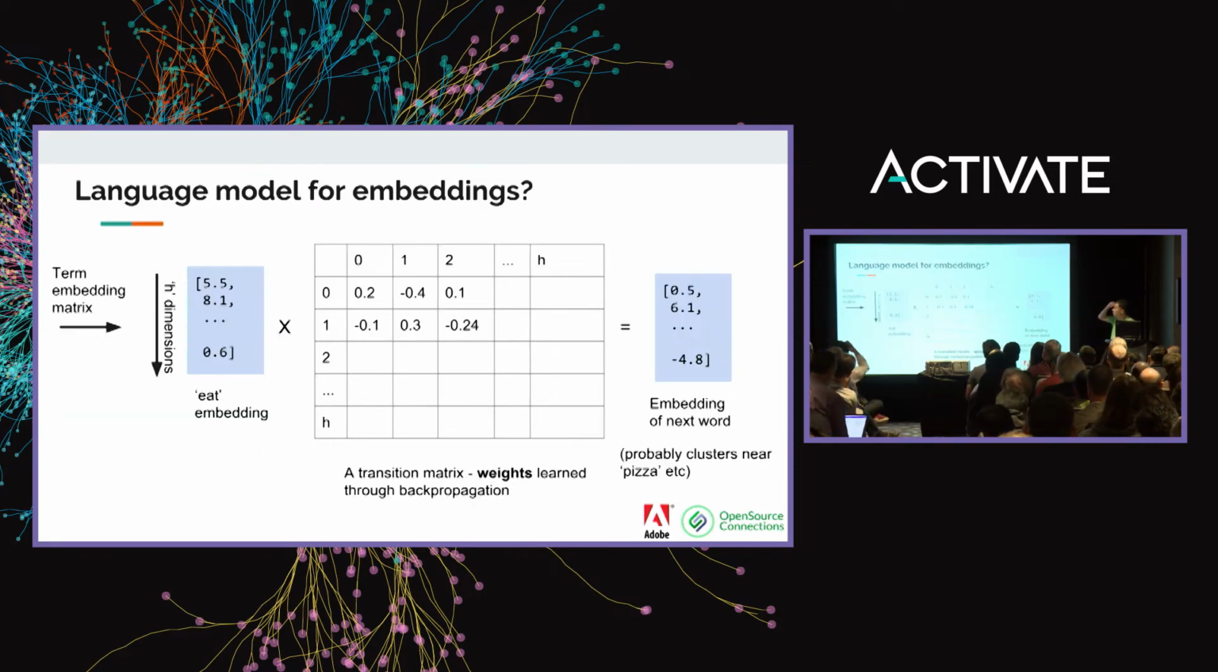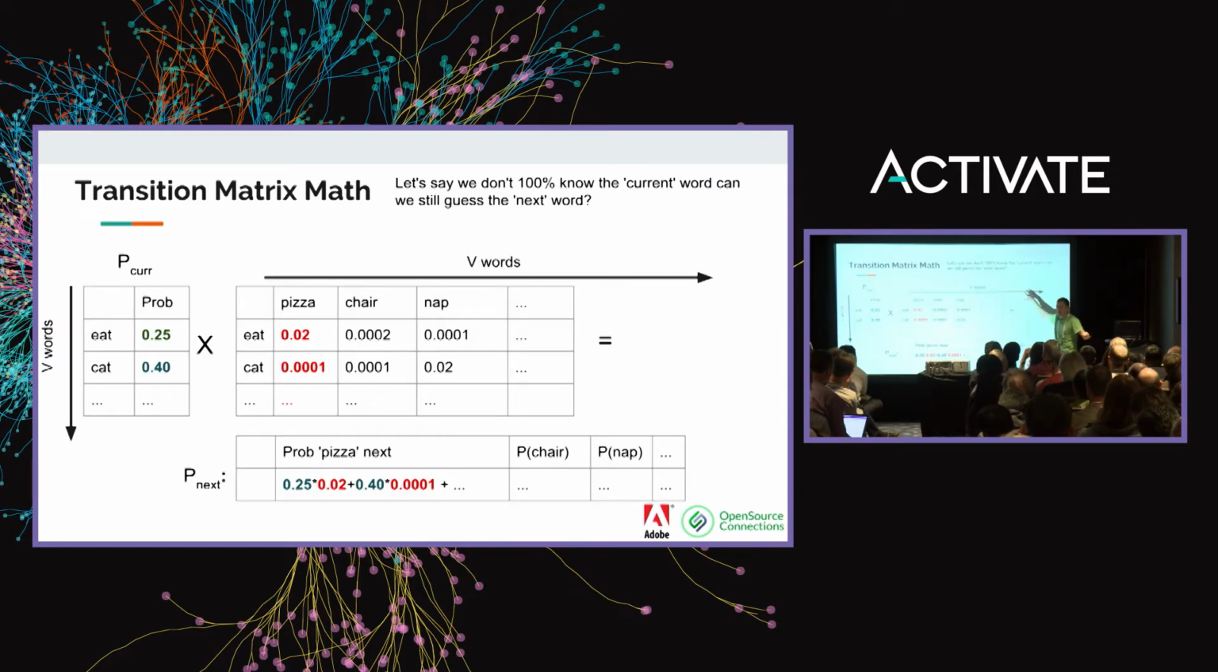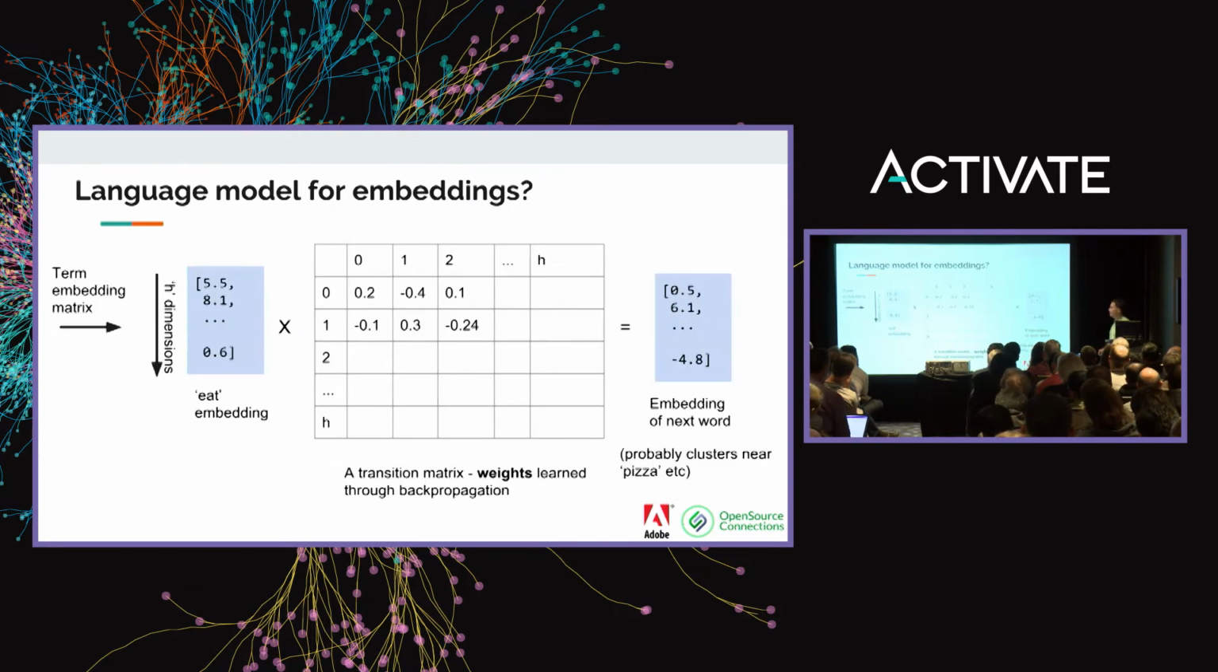Now let's say instead of having all V words in our vocabulary, we have an embedding of H dimensions. So this is a 300-dimensional embedding, and we know that the eat embedding is this. And we know that in our corpus, we know the embedding of the next word in this training example. So this is maybe the pizza embedding, or something that clusters close to pizza. We can work backwards and move this matrix around using backpropagation to build a transition matrix so that if I put an embedding on the left side and multiply it into this matrix, it's going to spit out an embedding that's close to the next word. So after we've trained it, whatever gets spit out after eat might be close to pizza or other foods. It's going to be clustered near food, probably.